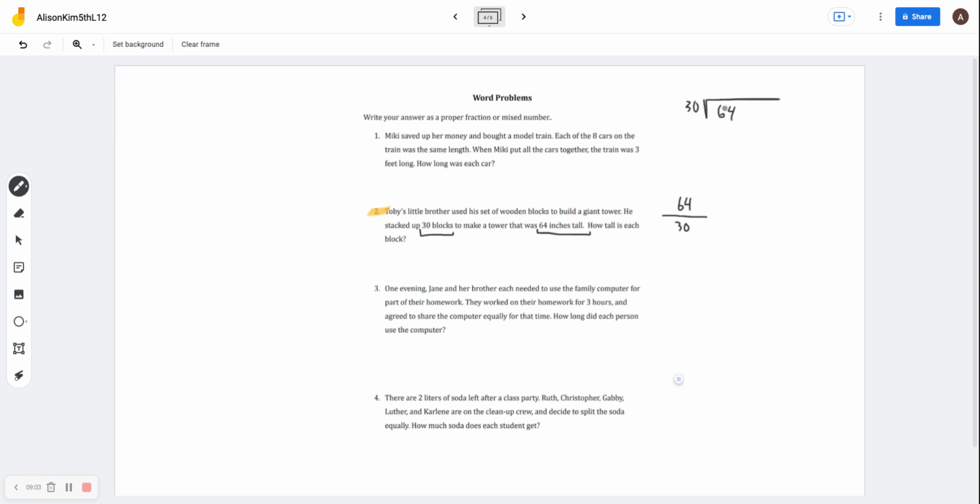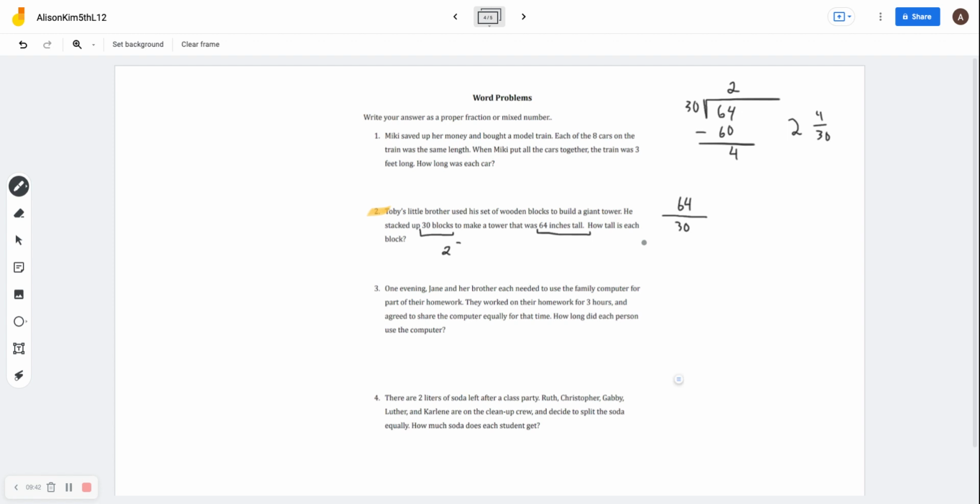So let's do it. 64. 30 can go into 64 at least twice, right? Because 2 times 30 equals 60, right? So we're gonna put 60 and then we're gonna put 4. And in this case, since this lesson is about fractions, we're just gonna stop there. So our fraction will be 4 over 30, right? But our whole number will be 2.